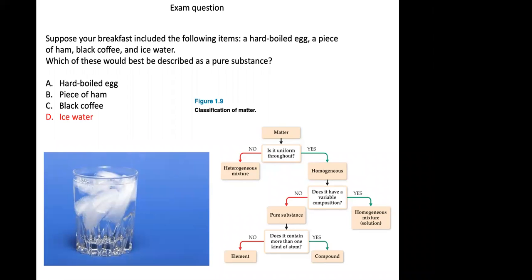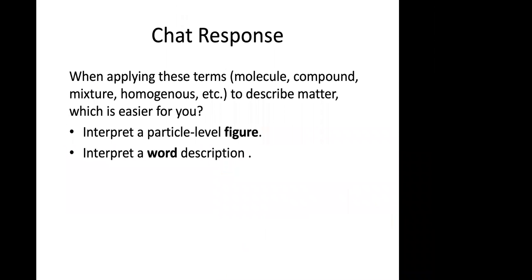As you think about classifying the different examples for real world scenarios, I think this information within the e-text is a helpful way to organize that analysis. Now, tell me within the chat right now, I'm curious, what do you think is easier to analyze? If you're asked to apply this vocabulary, if you have a particle level picture, or if you have a word description like a scenario, what do you think is easier if you're trying to apply this vocabulary?